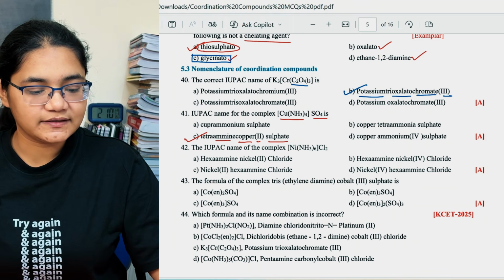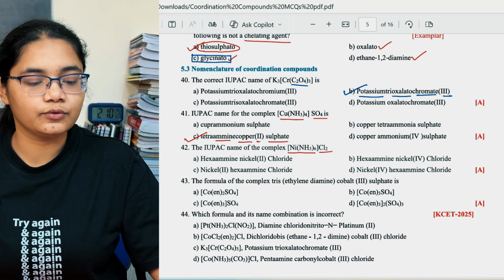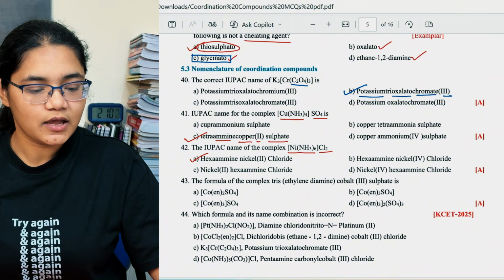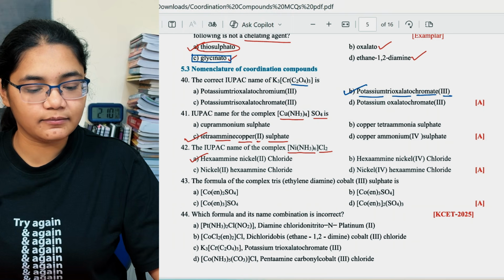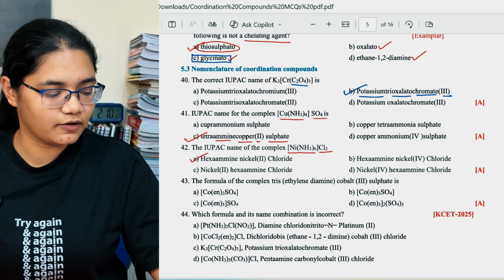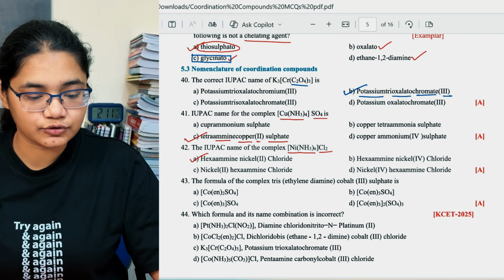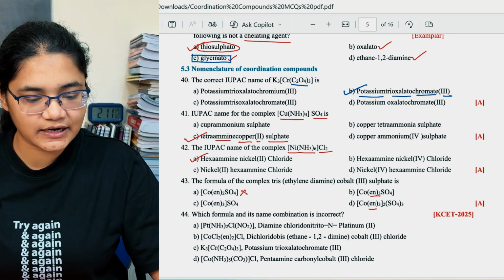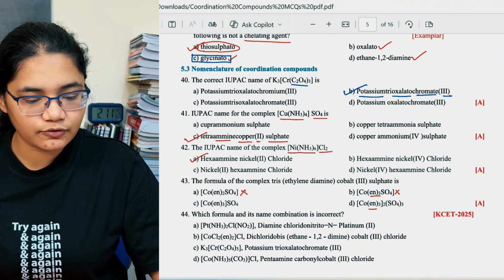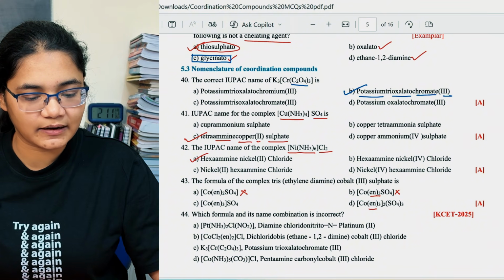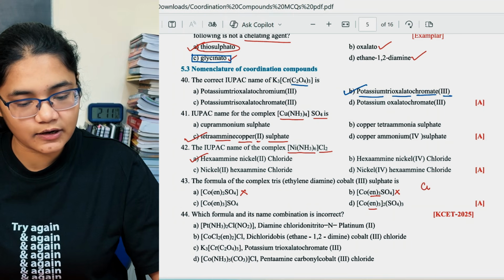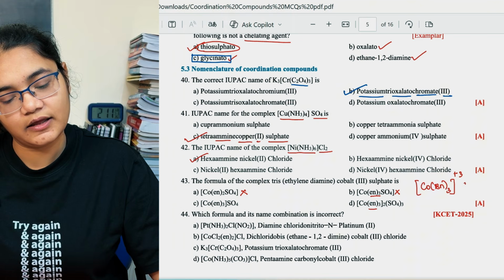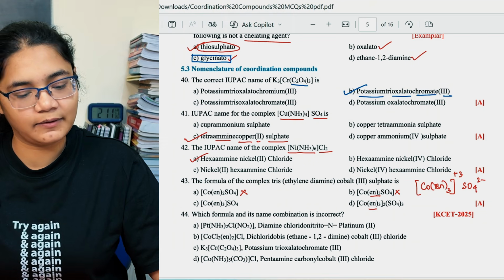Next, we have the IUPAC name of the complex [Ni(NH3)6]Cl2. So here it is hexaamine nickel 2 chloride, so option number A. Next is the formula of the complex tris ethylene diamine cobalt 3 sulfate. You have to write the formula of the complex. Tris ethylene diamine means you should have 3 en groups, so that is present in all of them. And sulfate should be outside, right? Here sulfate is inside, here also sulfate is inside, so we'll remove those. For cobalt 3 plus, this particular complex will have en3 and here I have plus 3 and SO4 is having 2 minus.